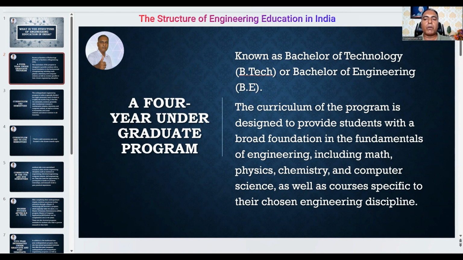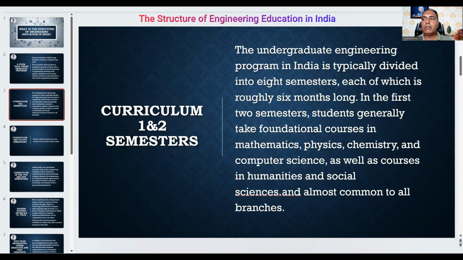And the curriculum of the program is designed to provide students the basic structure and broad foundation of the fundamentals of engineering, including physics, maths, chemistry, and computer science, as well as courses specific to the particular branch chosen by the engineering student. The undergraduate engineering program in India is typically divided into 8 semesters, each of which is roughly 6 months long.